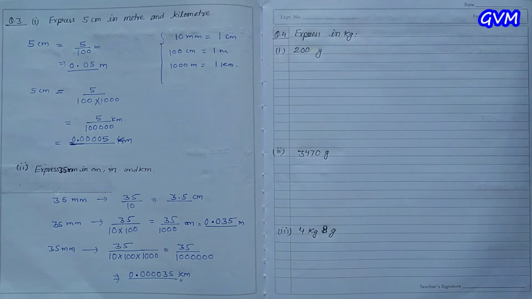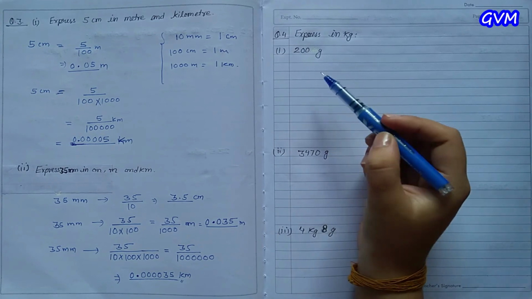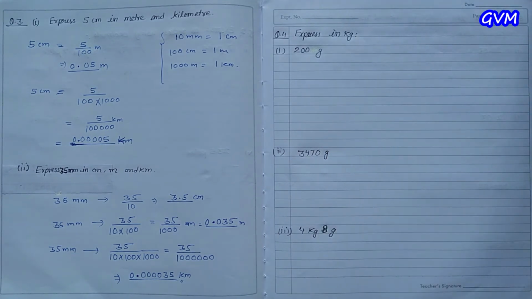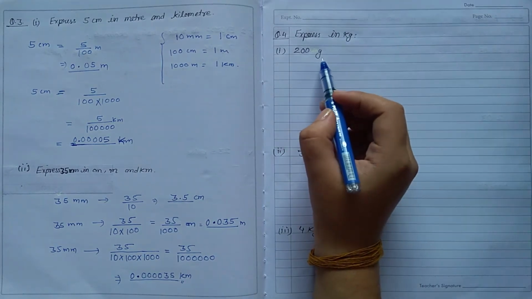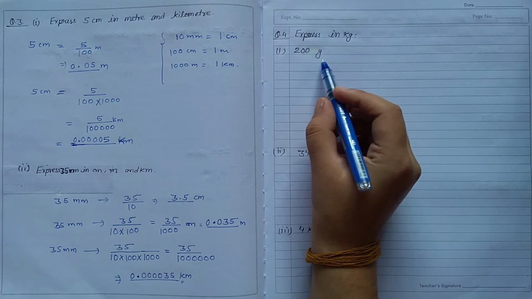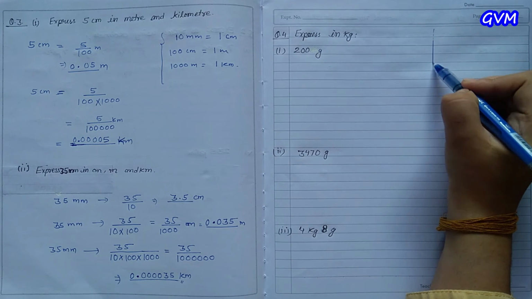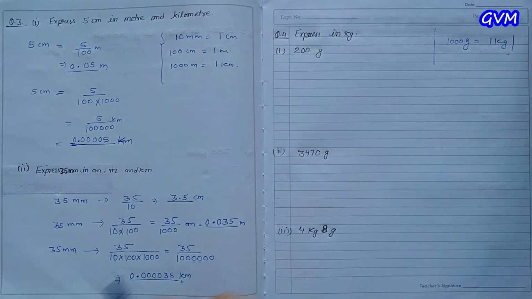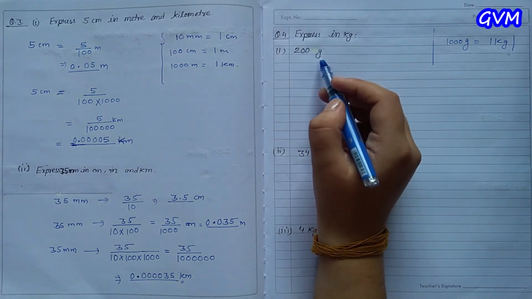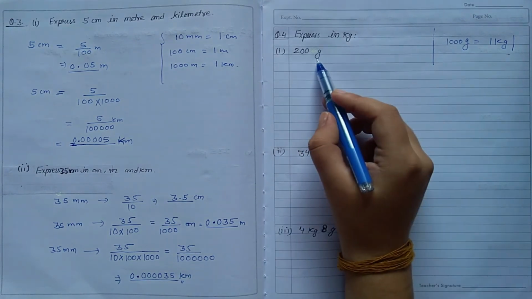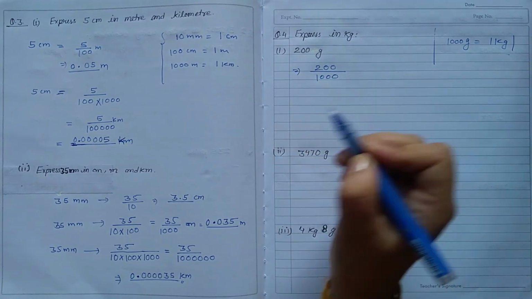Okay. Now question number 4, we have express in kg. So हमारे पास ग्राम में कुछ quantity दी है. Okay. So we need to change them into kg. Gram is smaller unit than kg. So what will we do? As we did before, we will divide by how much? Let's check. We all know that 1000 gram is equals to 1 kilogram. That means we will divide 200 gram by 1000 to convert it into kg. So 200 upon 1000.